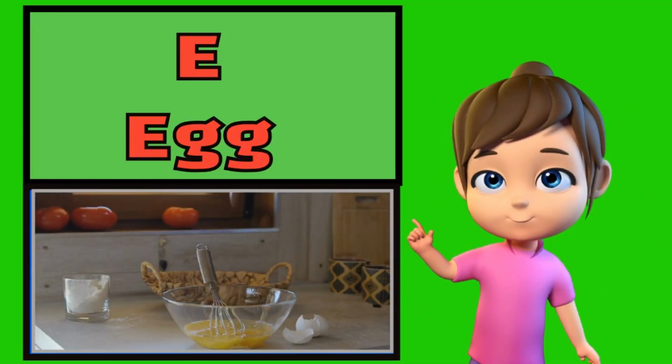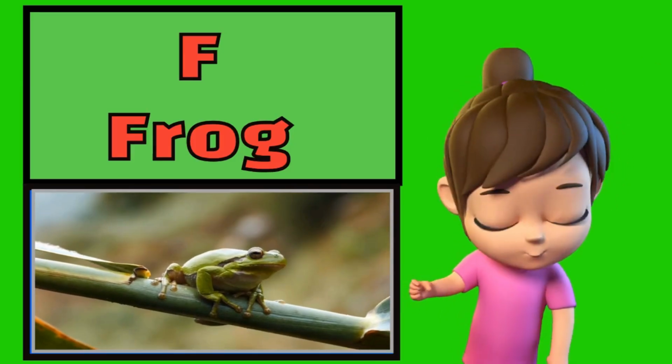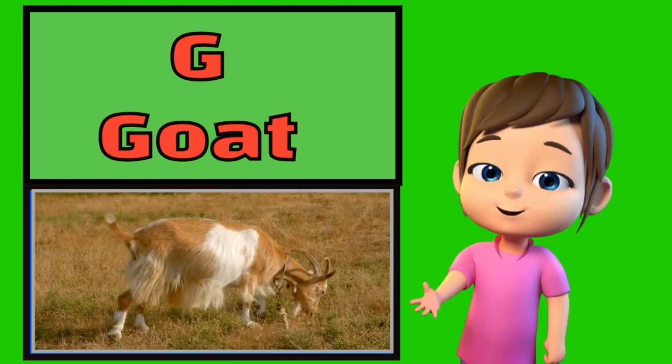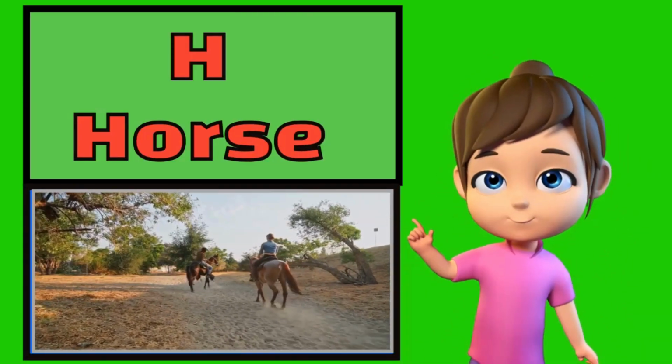E for egg, this is an egg. F for frog, this is a frog. G for god, this is a god. H for horse, this is a horse.